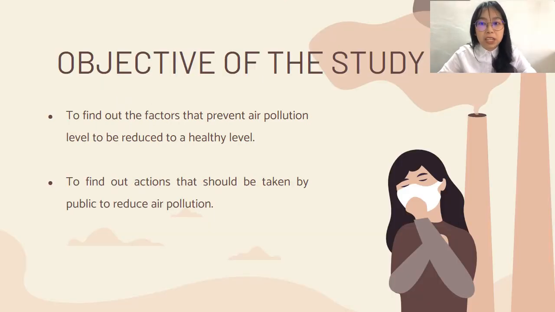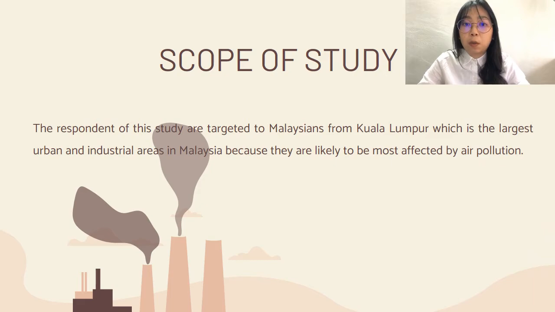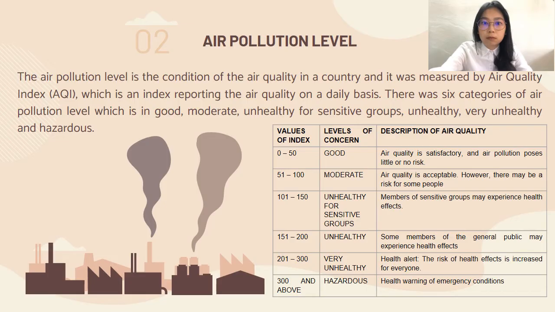Next, we come to the objectives of the study. The first is to find out the factors that prevent the air pollution level from being reduced to a healthy level. The second is to find out the actions that should be taken by the public to reduce air pollution. Then for the scope of the study, the respondents are targeted to Malaysians from Kuala Lumpur, which is the largest urban and industrial area in Malaysia, because they are likely to be most affected by air pollution.